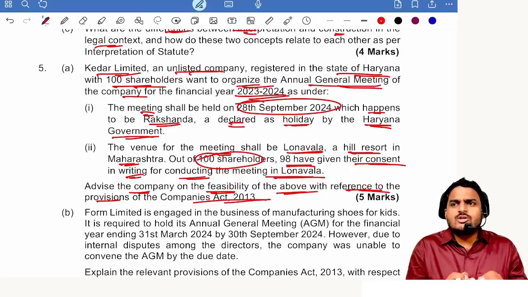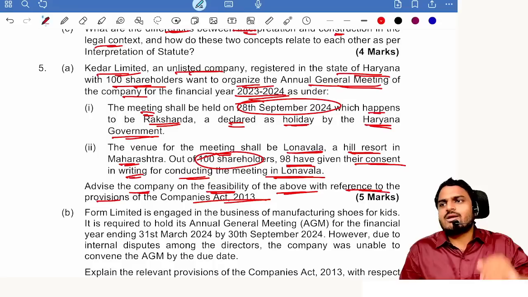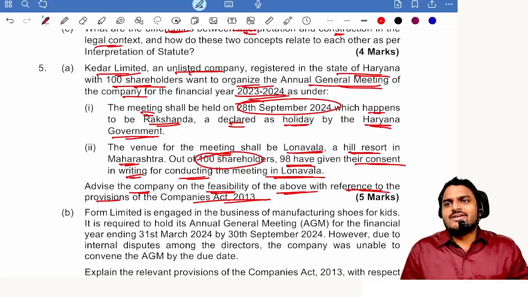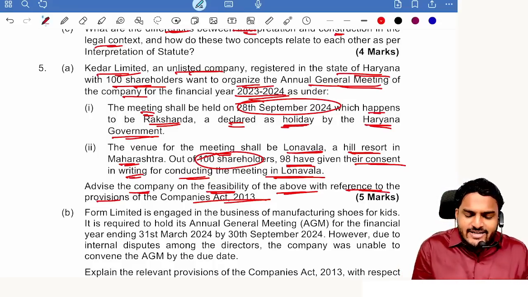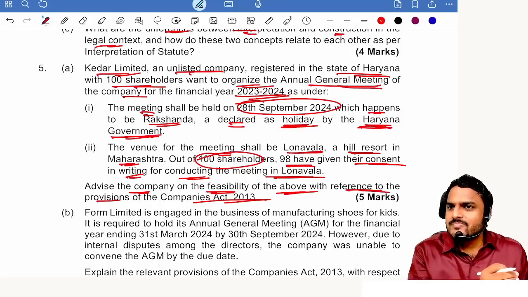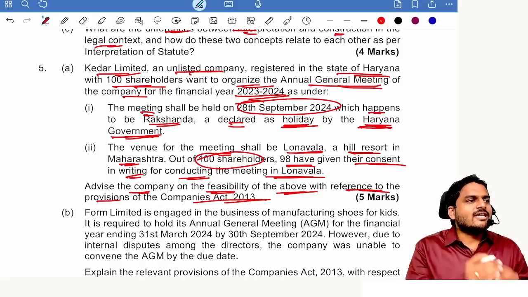This one question, the examiner satisfied my requirement. He is up to my mark. The paper setter is up to my mark. Now tell me, on a day declared as a holiday by the Haryana government, can we conduct the AGM? Yes or no? Exactly, wrong answer.